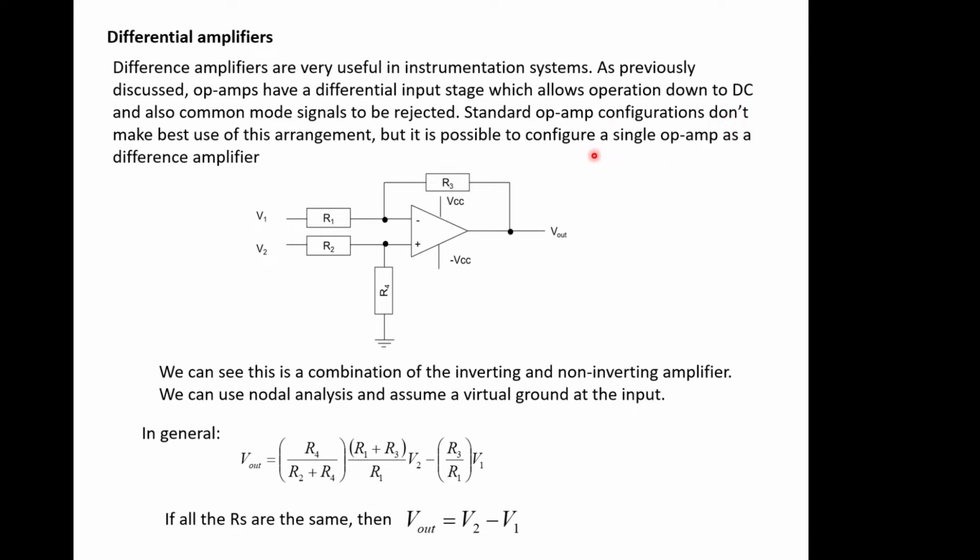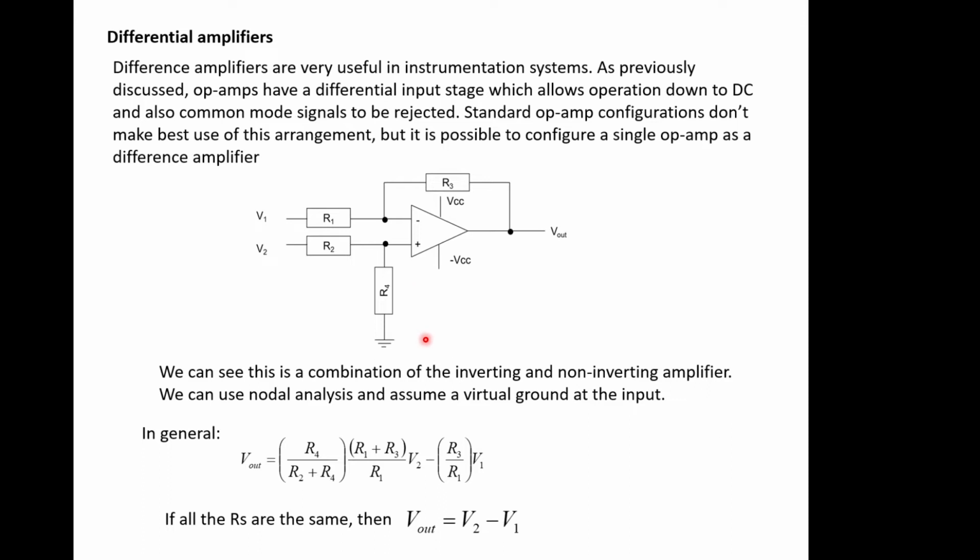But you can configure a single op-amp as a true difference amplifier, where it will amplify both difference inputs. Normally one of these is connected to ground in an op-amp, so they're not truly differential. But if you connect an op-amp up like this, then you do get a true difference amplifier, which measures the difference between V1 and V2 and gives you V out as an amplification of the difference between these two. And you can probably see that this is a combination of an inverting and a non-inverting amplifier.